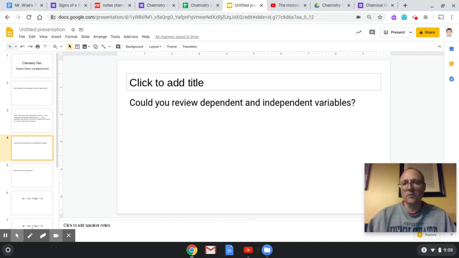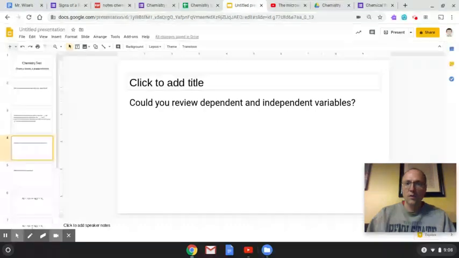The independent variable starts with the letter I, and if you are the scientist, you would say, what am I doing as a scientist? What do I change as I am completing the experiment? And this is what you do in your procedure. So what you change, the independent variable is the factor that you change. It's what you're trying to test.